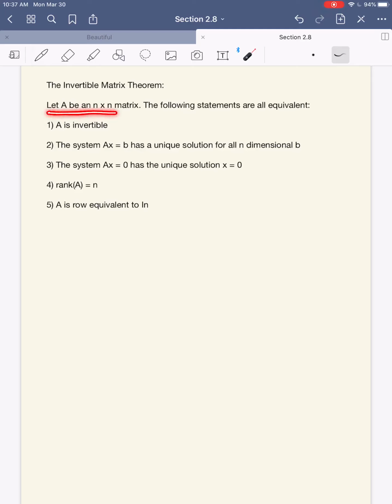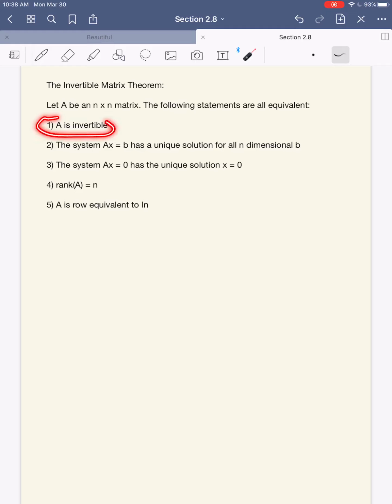So once again, we're going to let A be an n by n matrix. Remember, all this stuff about invertibility only applies to square matrices. So for this theorem, you're going to assume that you have a square matrix. Then all of the following statements are equivalent. And what we mean by equivalent is that if one of them is true, then they are all true. And if one of them is false, then they are all false. So either these 5 things apply to matrix A or none of these 5 things apply.